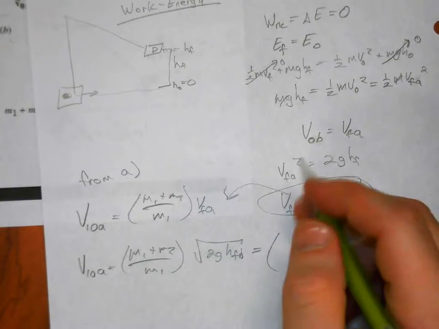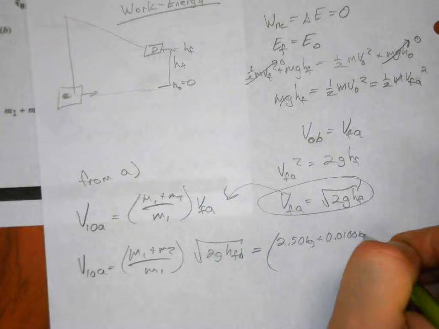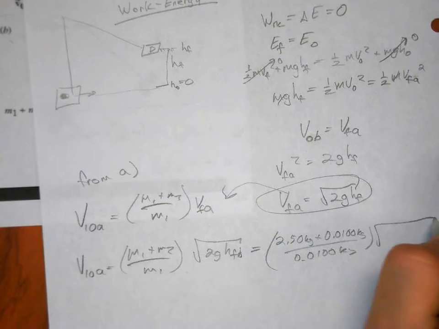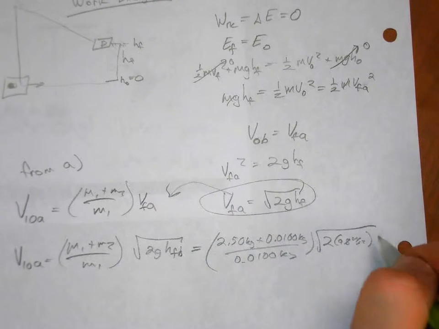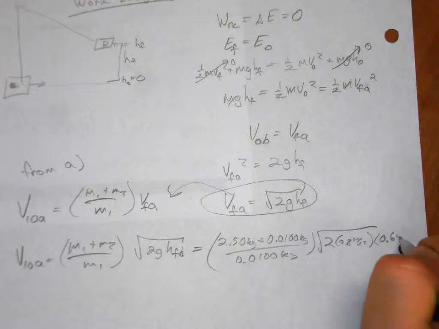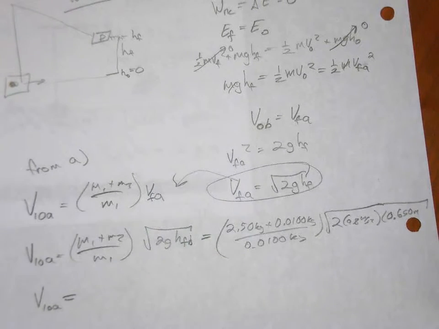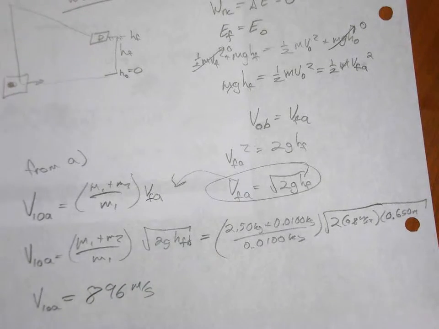So this equals 2.50 kilograms plus 0.0100 kilograms over M1, which is 0.0100 kilograms, times the square root of 2 times 9.8 meters per second squared, G, and H is 0.650 meters. So V10A equals, got it here somewhere, 896 meters per second.